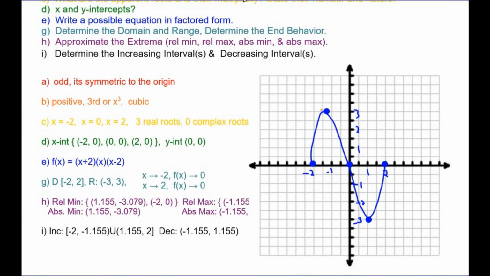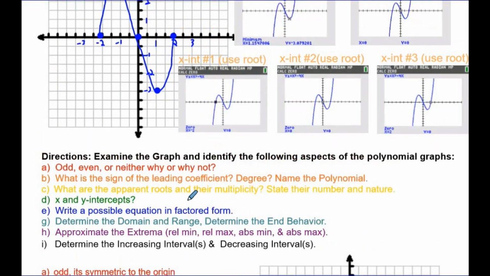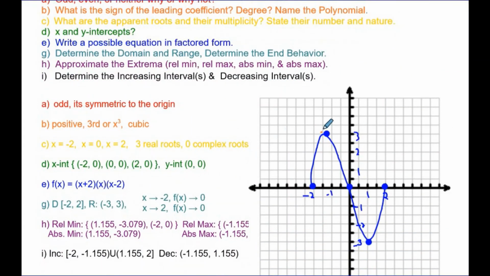So here, what we're going to do is we're going to look at, is it odd, even, or neither? It is symmetric to the origin. You can clearly see these points being the same, but positive and negative, clearly symmetric to the origin, so it is odd. It is going upwards here, so it is positive, and you can see the full graph here, so you know it's going upwards, so it's a positive. It has 1, 2 turns. You add 1 to the turns you see on the graph to learn that it's a third degree, or x to the third problem, called cubic.